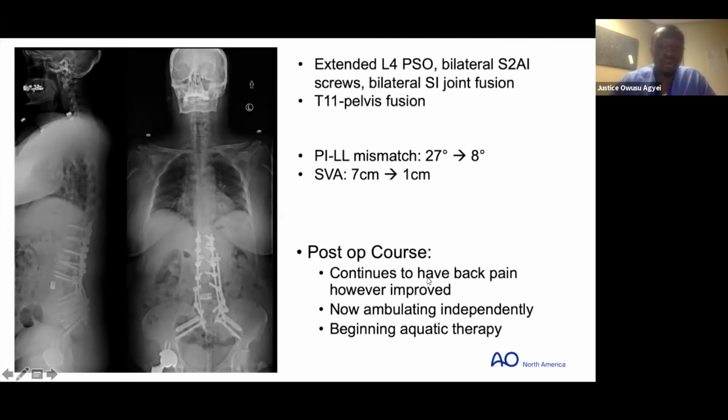In her post-op course, she continues to have some back pain. However, it's improved from her preoperative baseline, and the patient is ambulating independently and undergoing aquatic therapy.